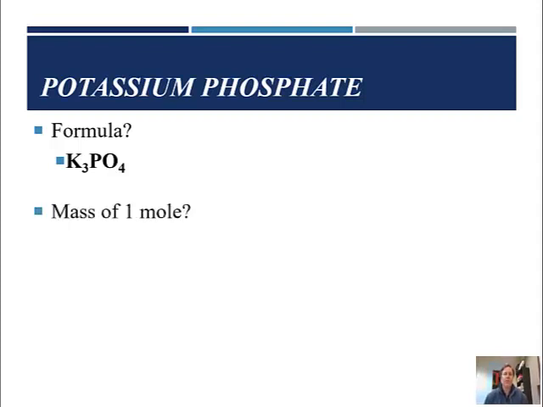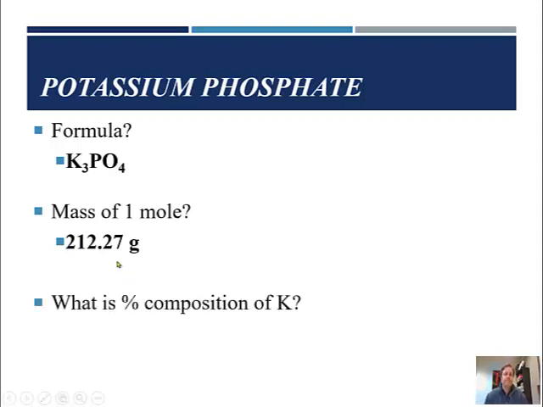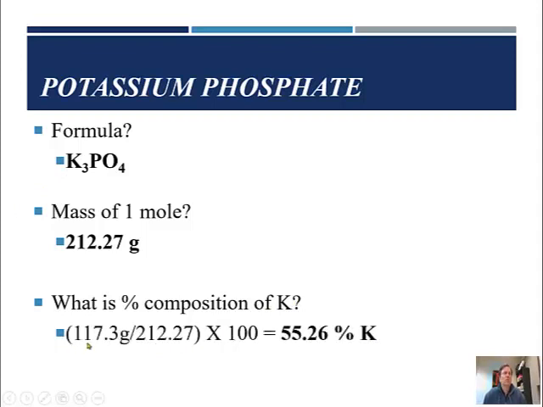But our molar mass of potassium phosphate for 1 mole is 212.27 grams per mole. And if they want to know the potassium, maybe they're going to ask, what is the percent composition of potassium? Well, that's pretty easy. Hopefully you did the math earlier. What you found is the total mass of potassium came out to 117.3 grams. We divide that by the molar mass times 100, and we get 55.26% potassium.